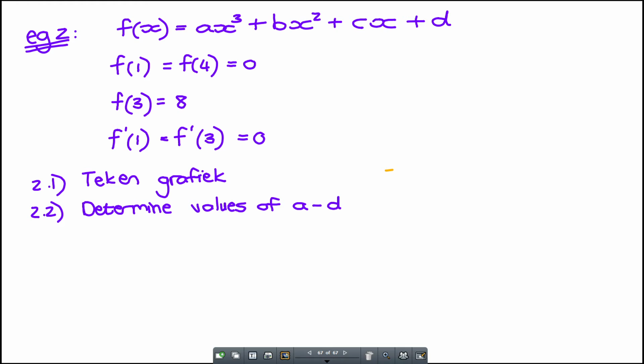Hierdie is eintlik your x-intercepts. If x is 1, y is 0. And if x is 4, y is 0. Okay, so julle is by met dit, nee?